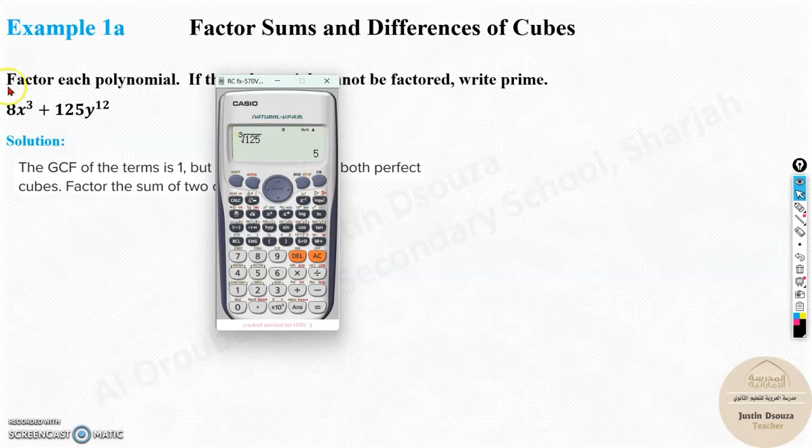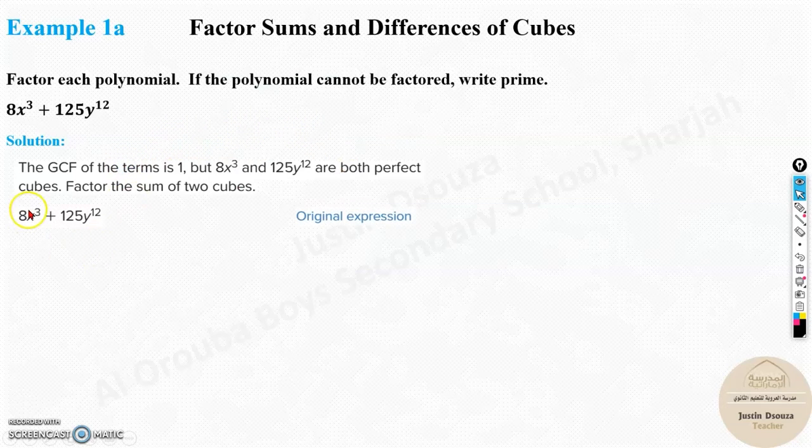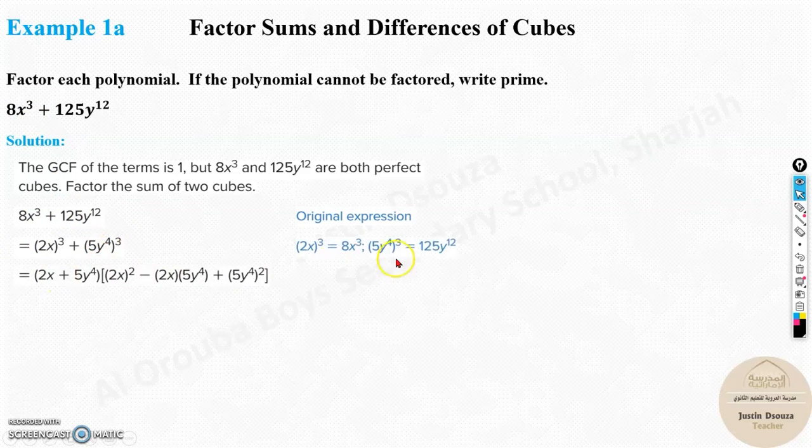So 5. Now this is fine, x to the power 3. But what about this 12? 12 just divided by 3, you'll get 4. So now you can easily understand this is (2x)^3 and this is (5y^4)^3. Now you can apply the formula, the identity. So it'll be x plus y, so 2x plus 5y to the power 4. Remember, y is 5y to the power 4.